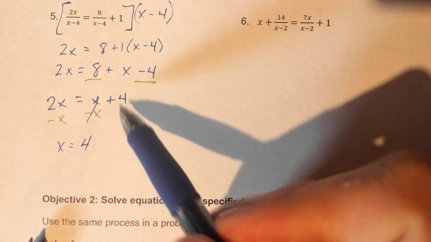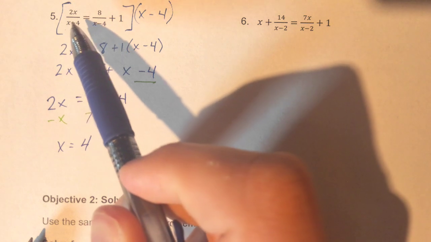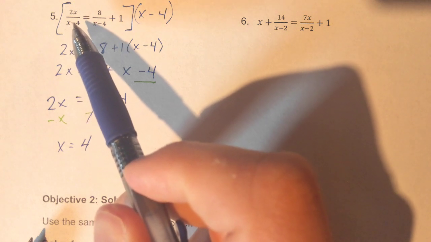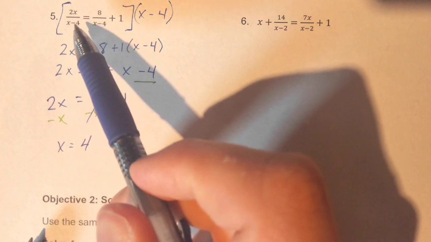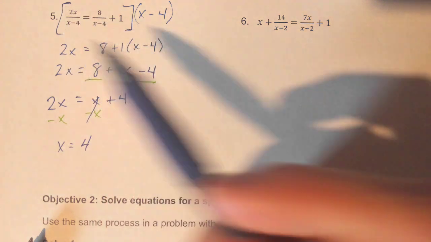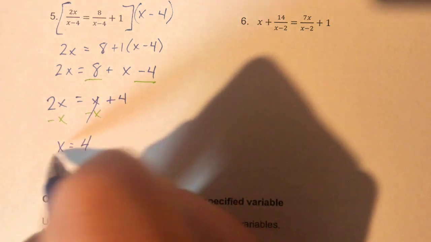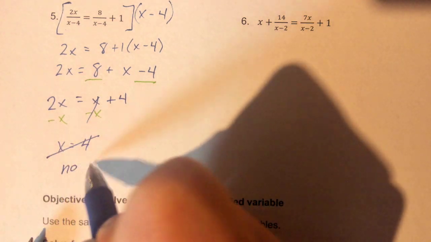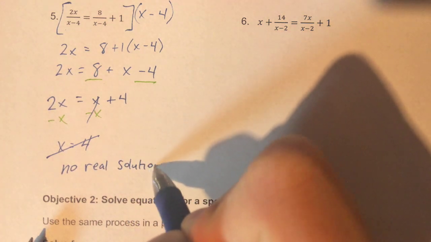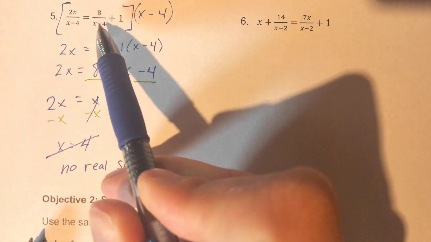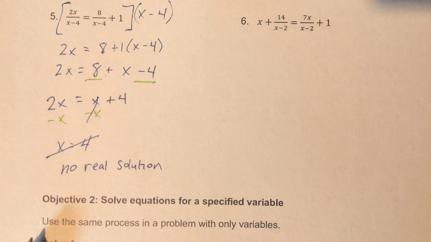So we have to go back to our original equation and look. If I were to plug 4 into this denominator, 4 minus 4 would give me 0 for that denominator. And we can't have 0 for a denominator because you can't divide by 0. It's against the rules. So this answer does not work, and there is going to be no real solution. So if you get an answer that produces 0 for the denominator, it's no real solution.